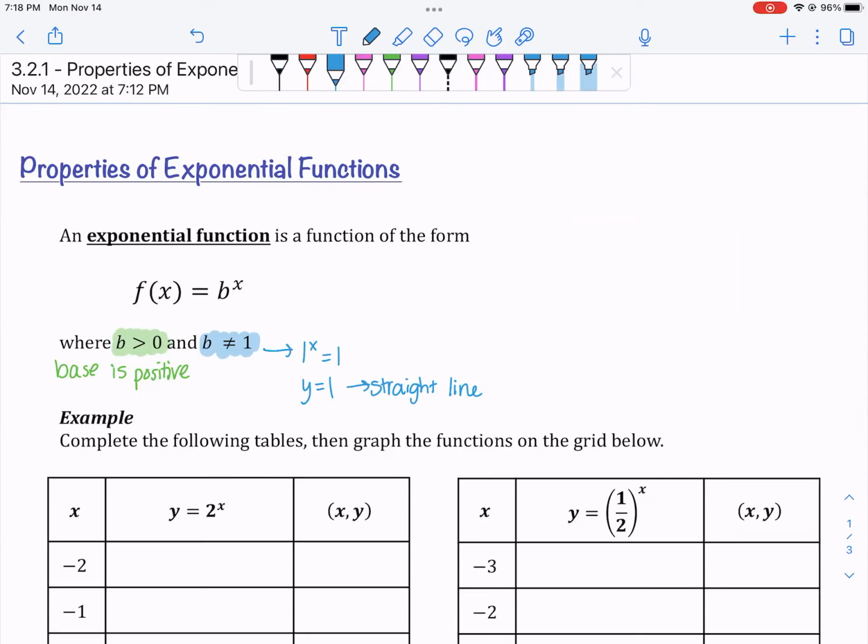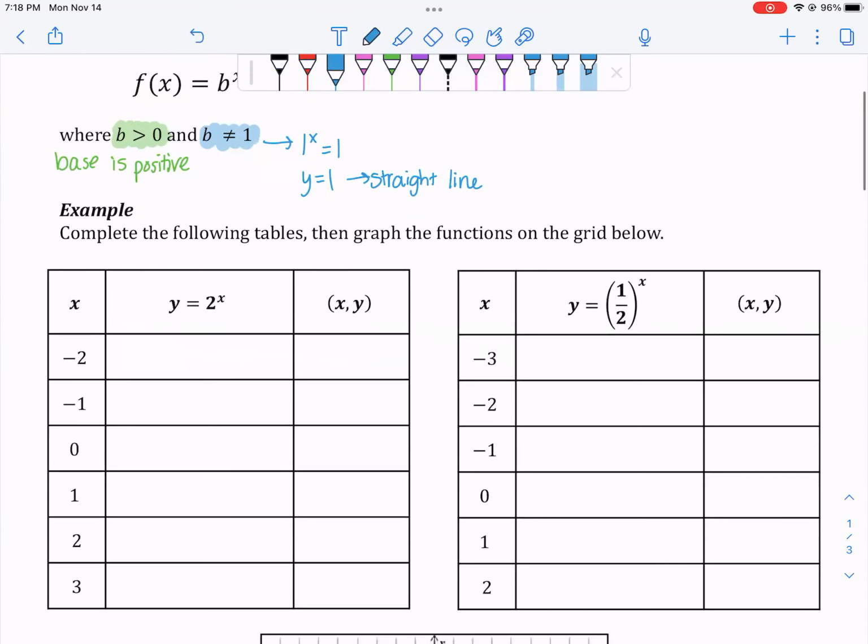So why don't we go ahead and graph two of these exponential functions and just look at what the shape is. So we have a traditional table here, right? We have some x values. We're going to plug them into our exponential function, and then we'll have an x and a y, and we'll plot it. So for this guy here, plugging in -2, so we have 2 to the -2. Negative exponents bring the base down to the denominator. So this is the same as 1 over 2 squared. And 1 over 2 squared is 1/4. So this is the point -2 comma 1/4.